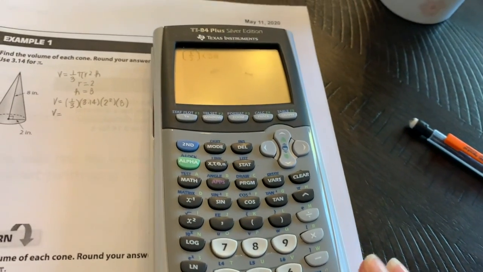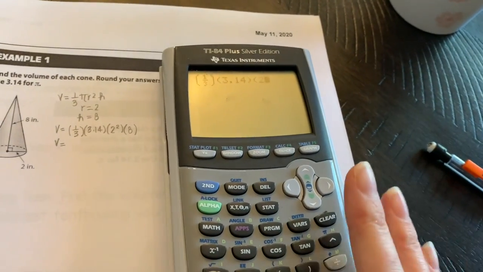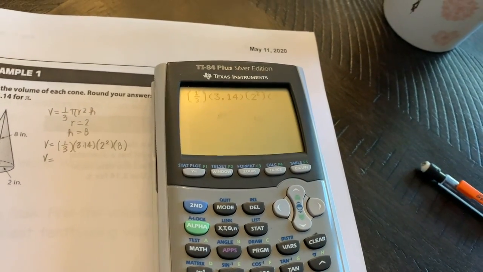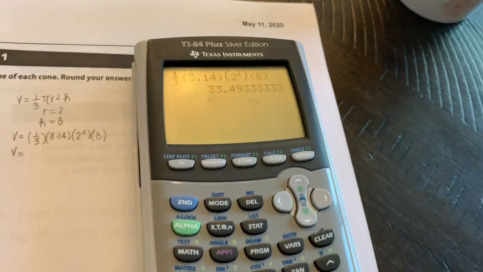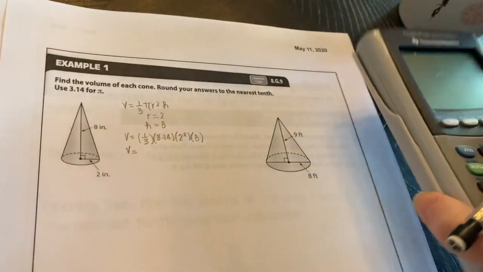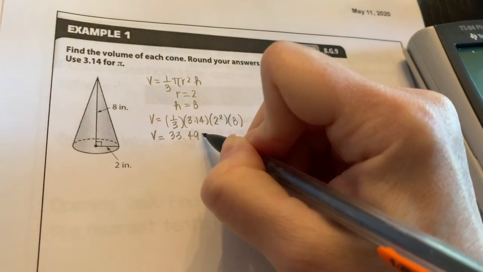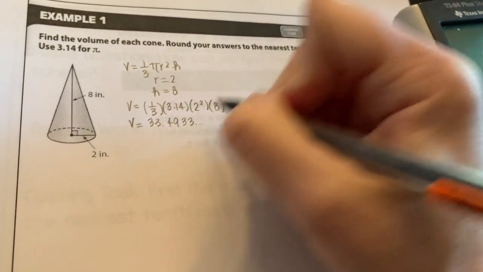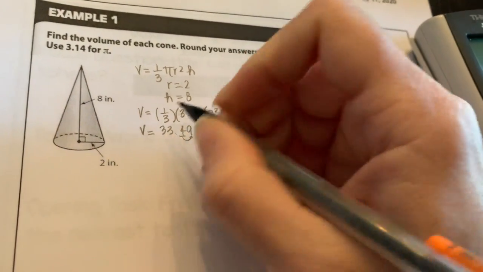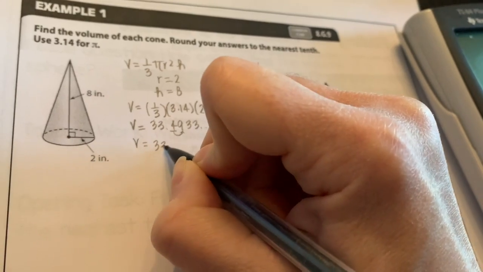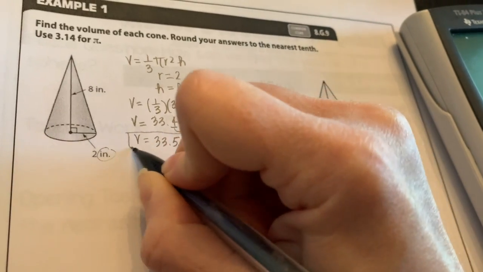3.14 goes in here, close my parentheses, and then 2 squared goes in here, and then 8. And all at once I push enter, and I get my answer. So this is 33.493 repeating. So we're rounding to the nearest tenth. So I look here and I round up. This is going to be 33.5 inches cubed. And that's my answer.